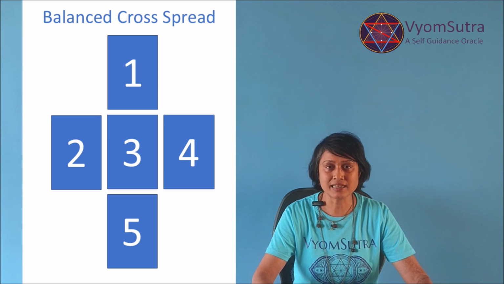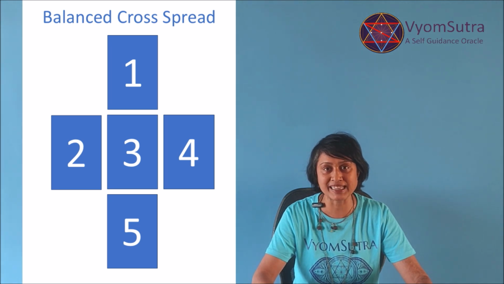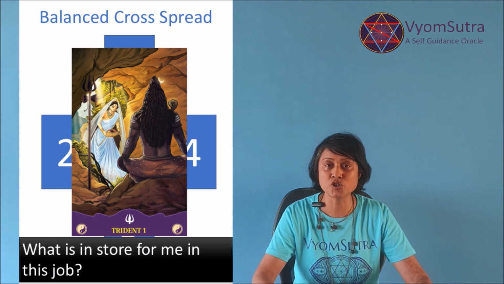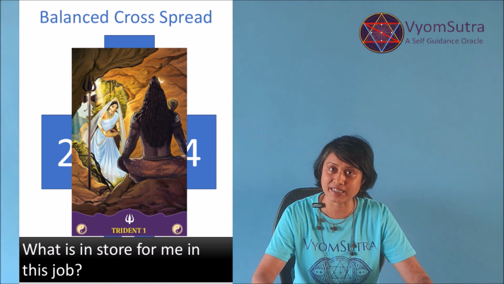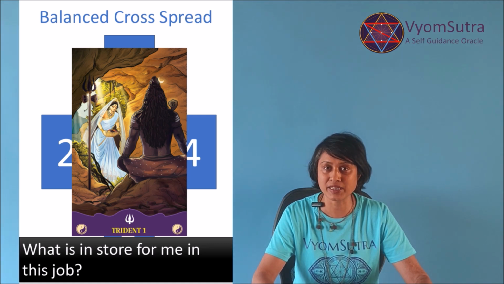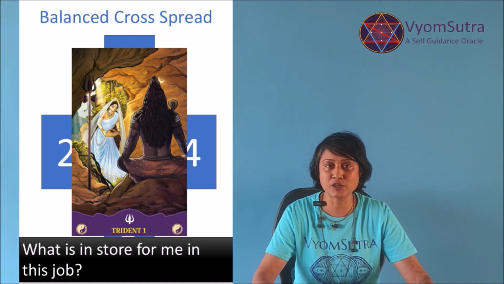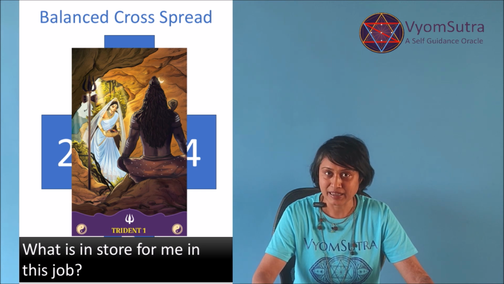For instance, I'm doing an oracle reading to answer my question, which is what is in store for me in this job? And let's say the Ace of Wands or Trident 1 appears in the reading. Now the core essence of this card means that I'm driven to pursue my purpose and I act passionately to fulfill it. Now that's the core essence of this card, which this card would highlight in the reading.